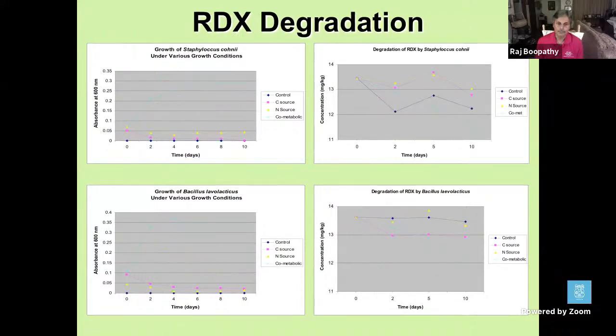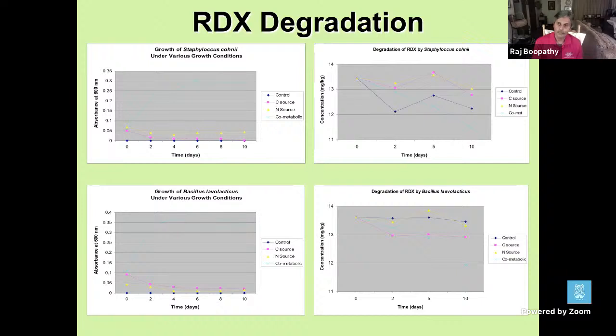But when you use the other explosive, the story is different. RDX cannot be used as sole carbon source. When you use RDX as sole carbon source, nothing happened to the culture. Only co-metabolic conditions showed growth, and co-metabolic conditions removed the RDX. You couldn't use it as a nitrogen source or carbon source. Both organisms did the same, staph and Bacillus. So the take-home is that for TNT, if you provide the right conditions, bacteria could use it either as a carbon source or as a nitrogen source. But of course, if we had an additional carbon source as co-metabolic, it was faster.